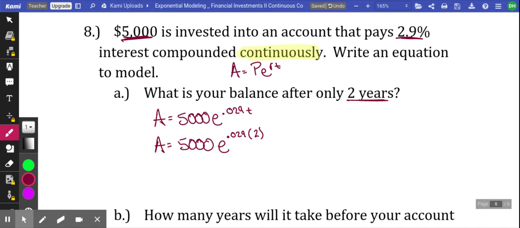Type this in: 5,000 times e raised to the 0.029 multiplied by 2. I'm getting $5,298.57. So yeah, we've gained $298. Nothing to noticeably write home about, but of course the positive there is we didn't lose money.